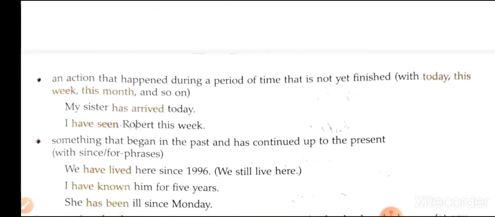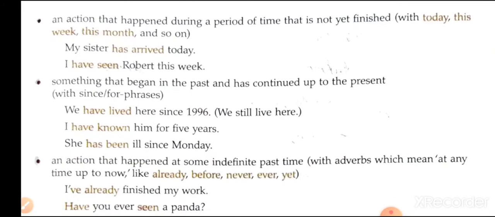Use the present perfect for an action that happened during a period of time that is not yet finished, with today, this week, this month, and so on. My sister has arrived today. I have seen Robert this week. Also use it for something that began in the past and has continued up to the present, with since and for phrases. We have lived here since 1996. We still live here. I have known him for 5 years. She has been ill since Monday.